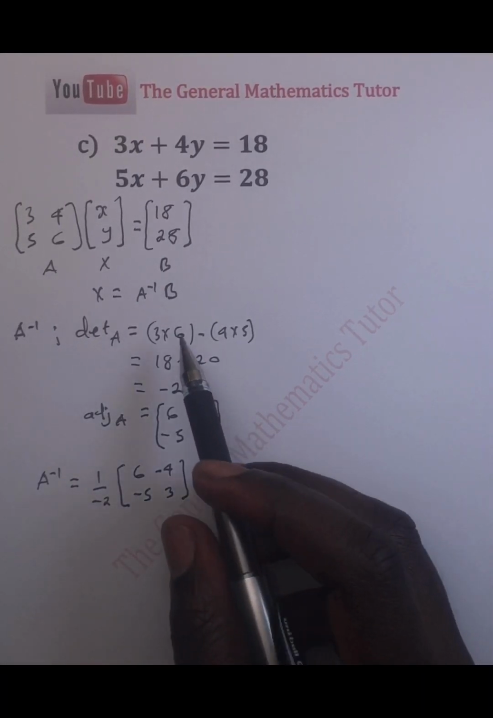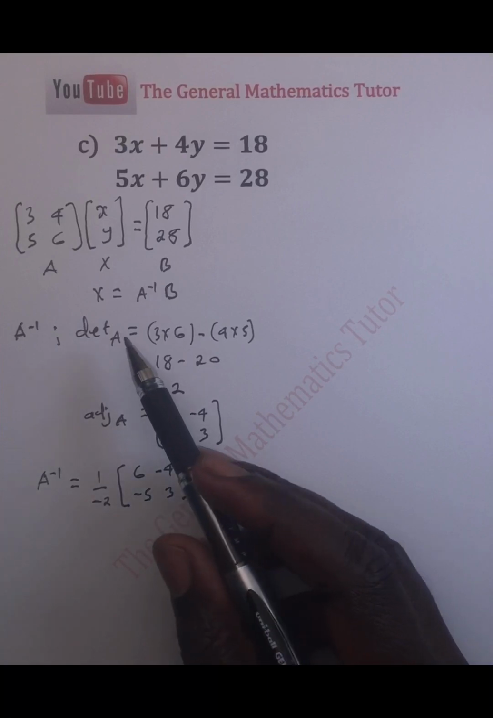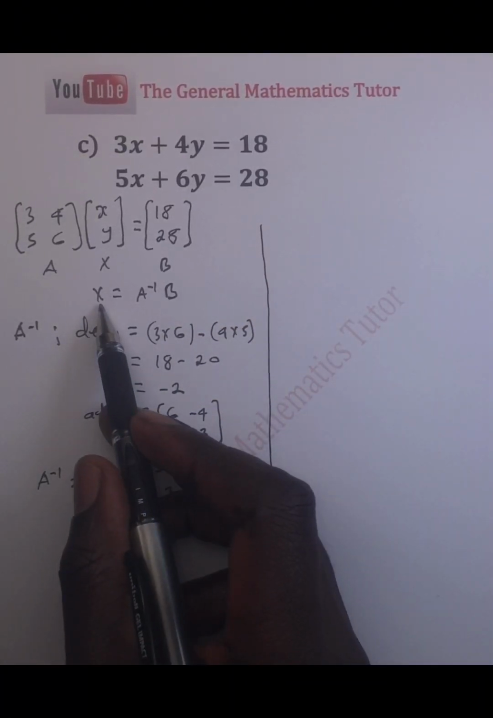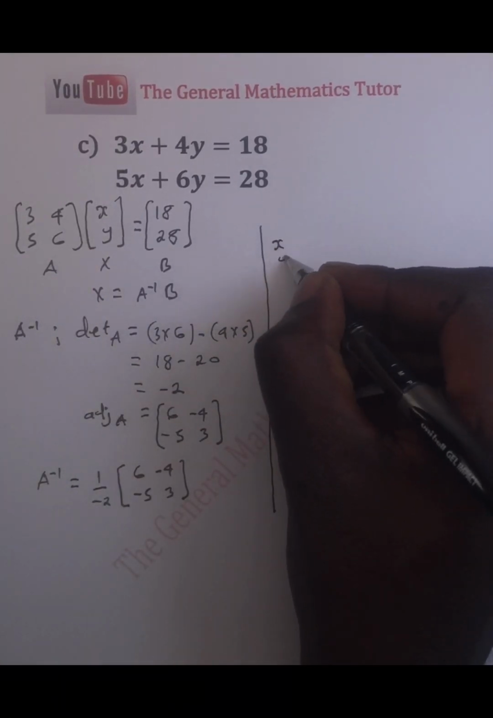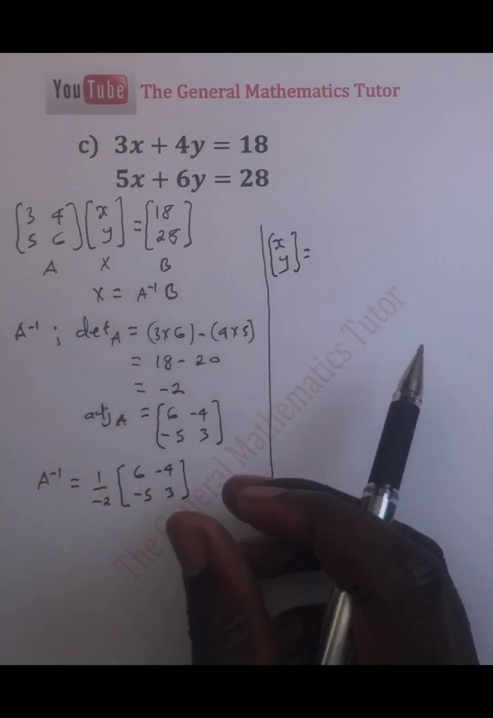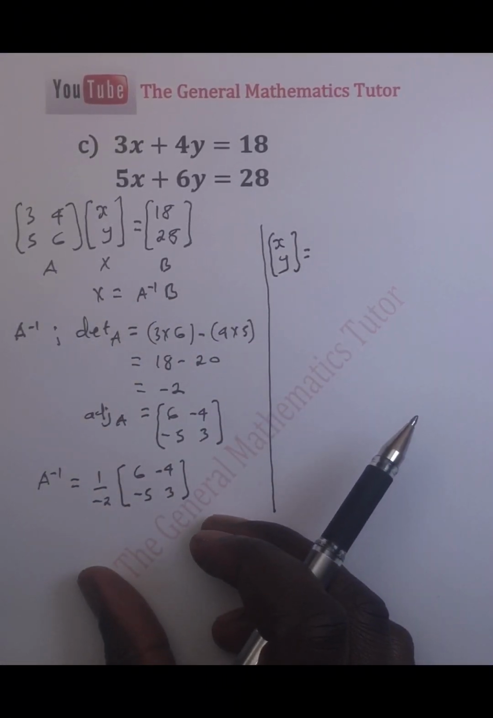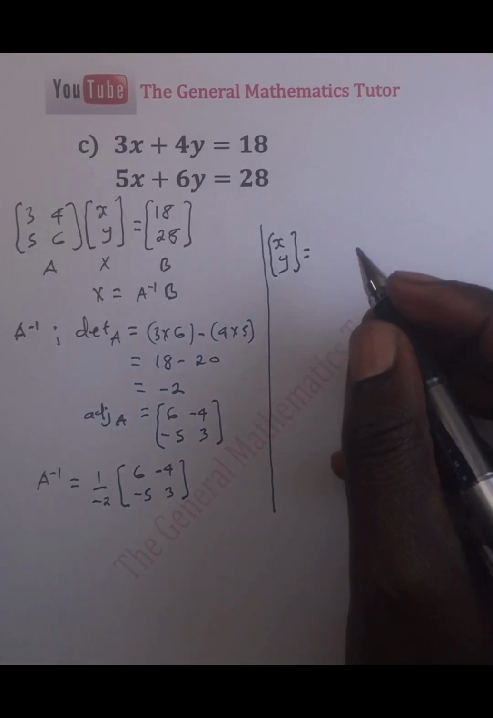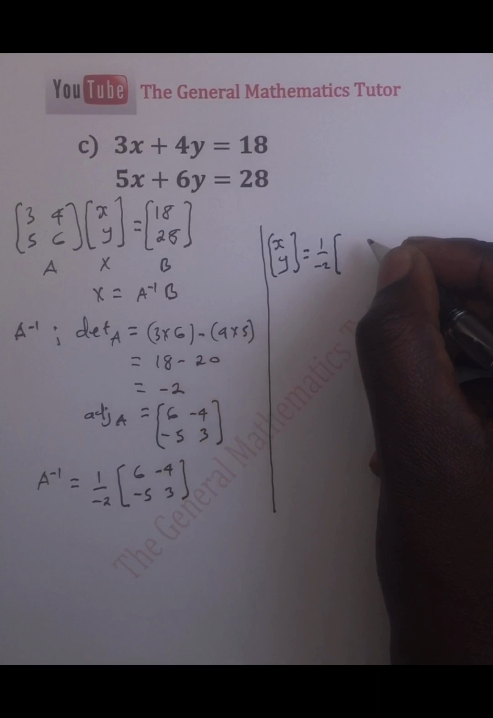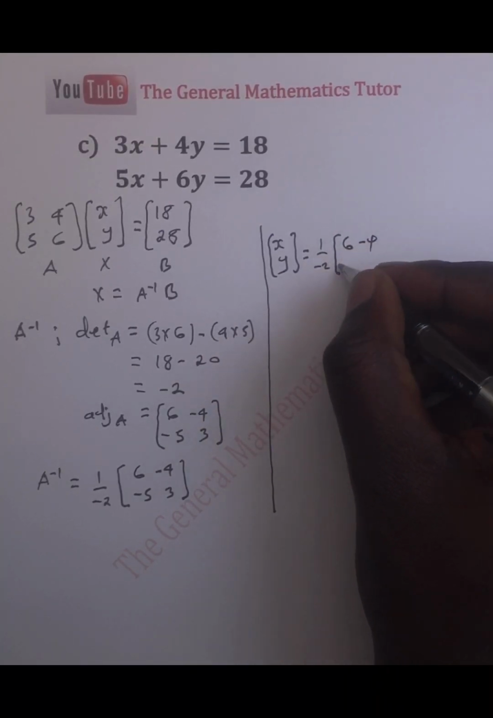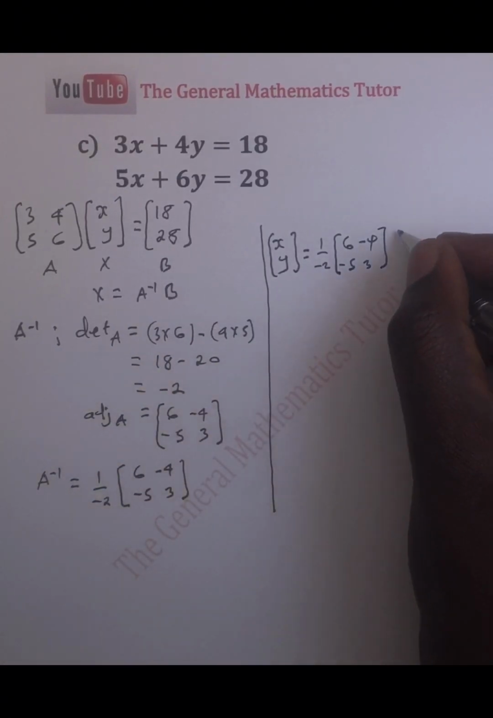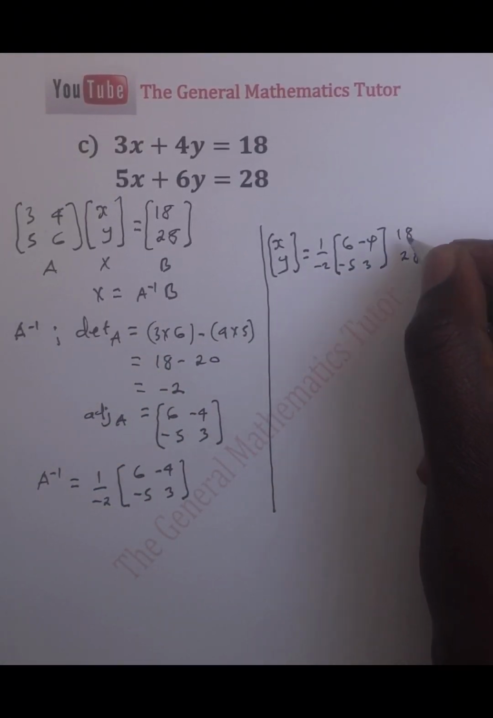So we can use that inverse and B to obtain the value of X. So we say that X, which is x, y, is given by taking the inverse of A, which we have found to be 1 over negative 2 into that particular matrix, that is 6, negative 4, negative 5, 3, times B, and B is 18, 28.